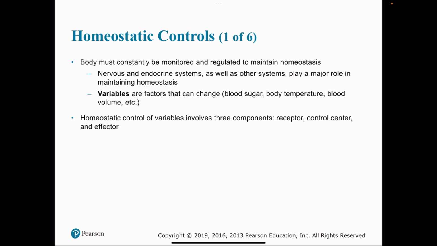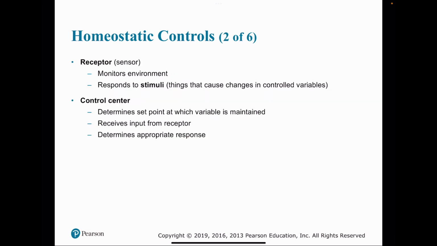Now, the homeostatic control of variables involves three components. You'll have a receptor, the control center, and then the effector. Now, the receptor is going to act as the sensor. It is what is detecting the change. It's responding to stimuli, things that are changing, and so it's monitoring the environment. The control center is going to determine a set point at which the variable is maintained and will receive input from that receptor, that sensor, and will determine the appropriate response.